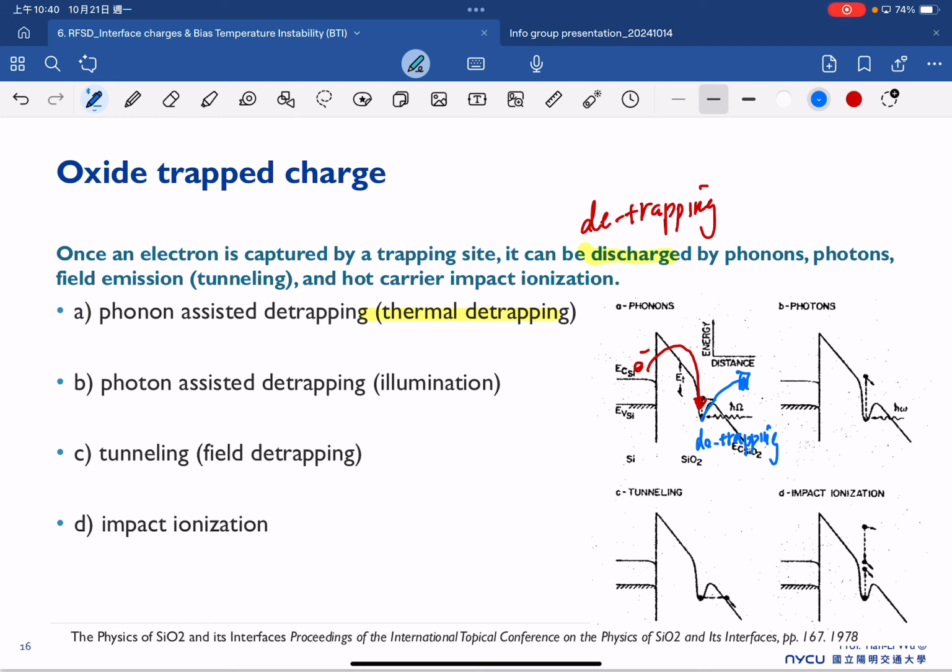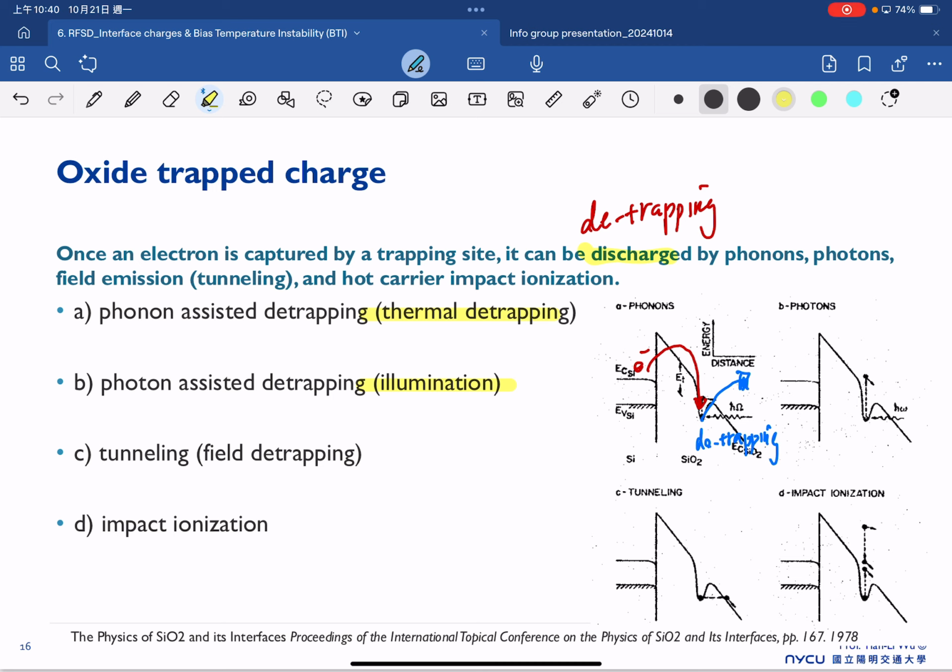So this is related to thermal detrapping. I think it can be understood pretty easily. Thermal detrapping means that you try to heat up this sample, and once you heat up, you provide thermal energy to the electron here. So the electron staying here will be excited by the thermal energy and is likely to come out again. That's what we call thermal detrapping. And the second one is due to photons. Photon is related to illumination.